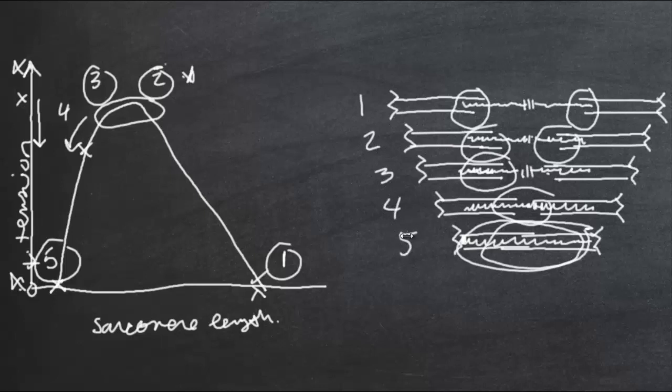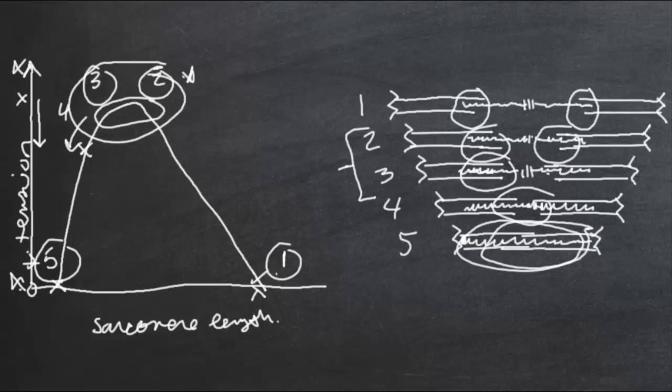What I want you to understand from this figure is that there is an optimal sarcomere length. If you want to generate the most force, you're going to be somewhere around here, around 2 and 3. So there's not full overlap between actin and myosin here. The main point is, despite what you may have thought, when your muscle is fully contracted, over here in 5, and when your muscle is fully extended, you really can't generate much force at all.